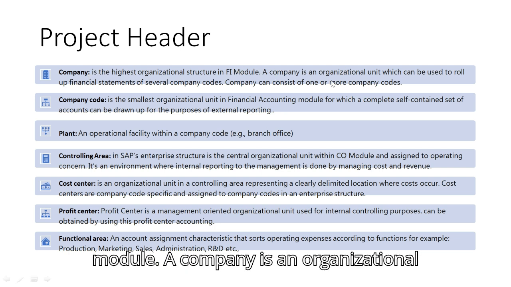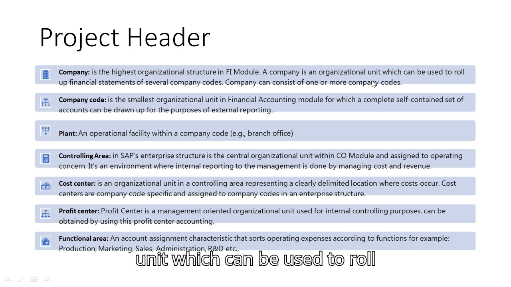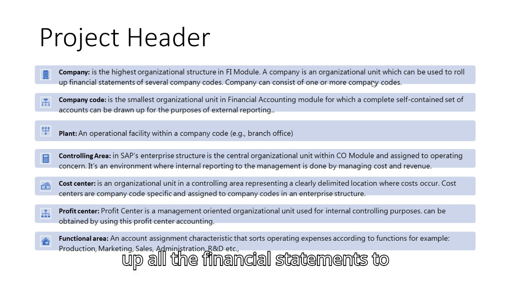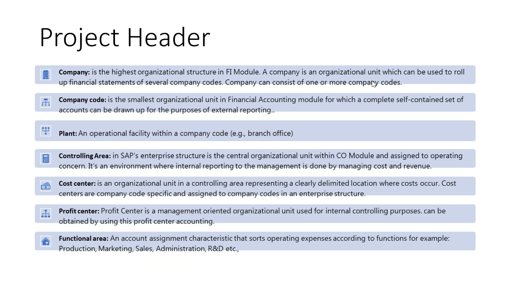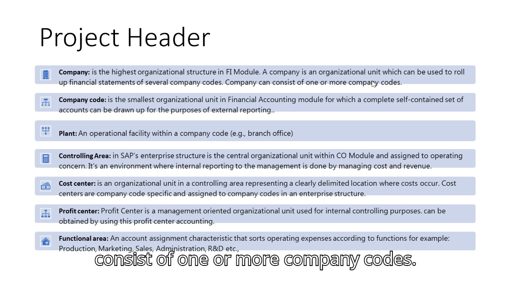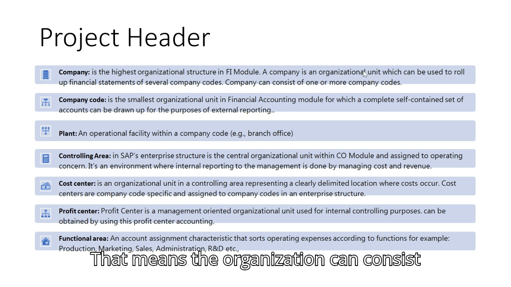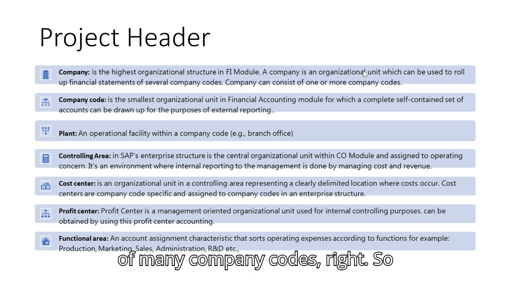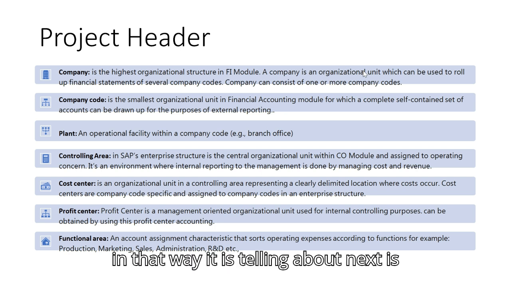A company is an organizational unit which can be used to roll up all the financial statements to several company codes. A company can consist of one or more company codes. Okay, that means the organization can consist of many company codes, right? So in that way, it is telling about that.